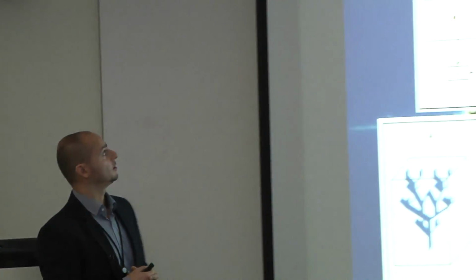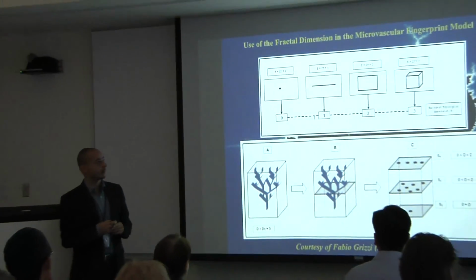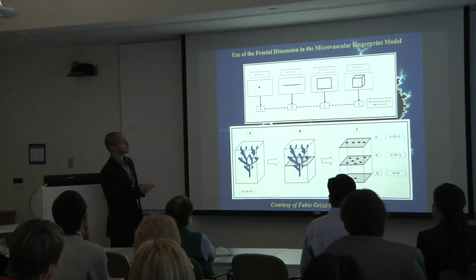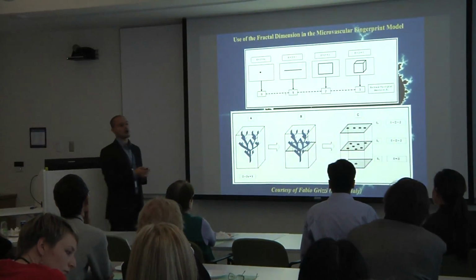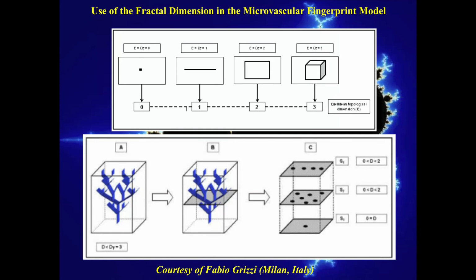So why don't we use the fractal dimension for quantifying the microvessels? Maybe the fractal dimension, as I told you, this number between 0 and 3, can quantify and try to describe what I called the microvascular fingerprinting. So if two trees have two different shapes, you can say that they are different trees. Why don't we try with the tumors? They have different microvascular patterns.